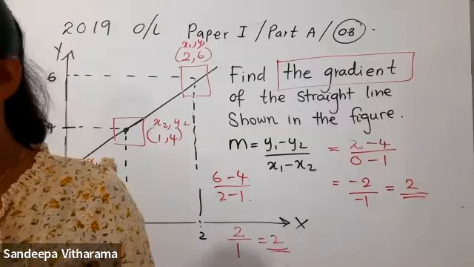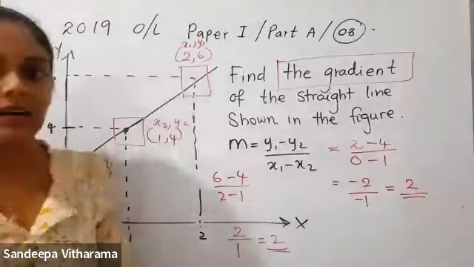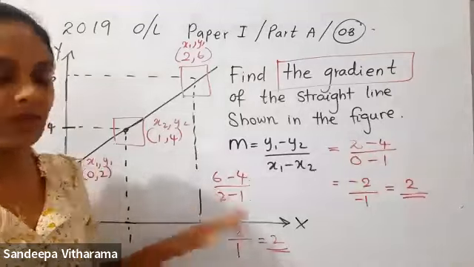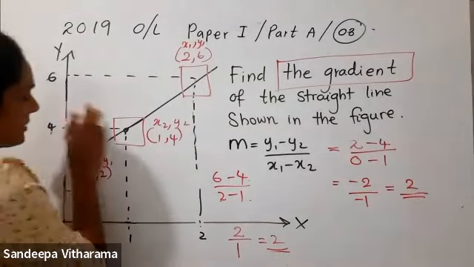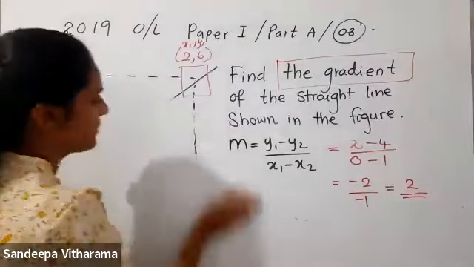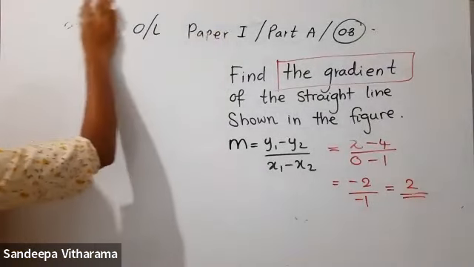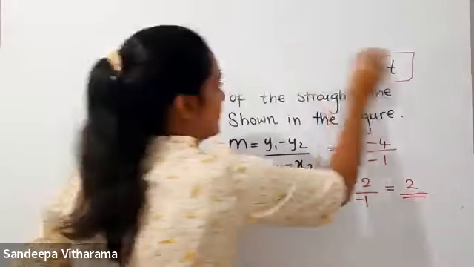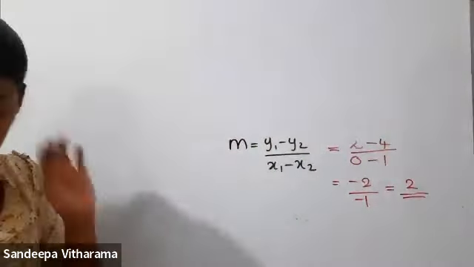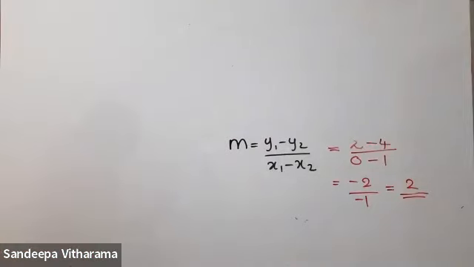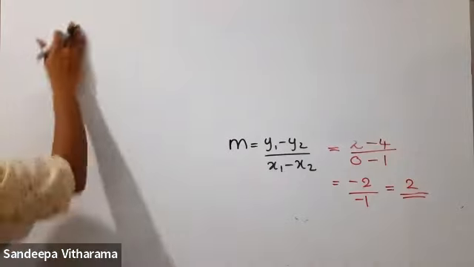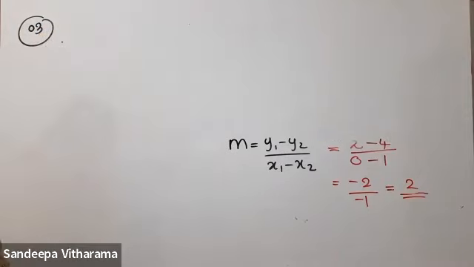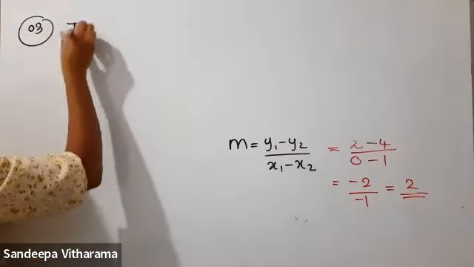Now this is how you find the answer for the questions related to straight lines on a coordinate plane: gradient, equation. But when you are given a question like this, look at this, our third question. This is not a past paper, but there are some past papers of this kind.